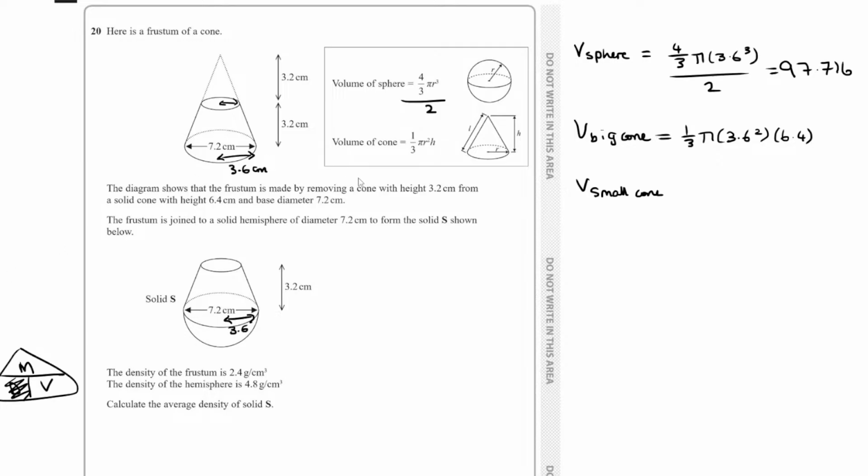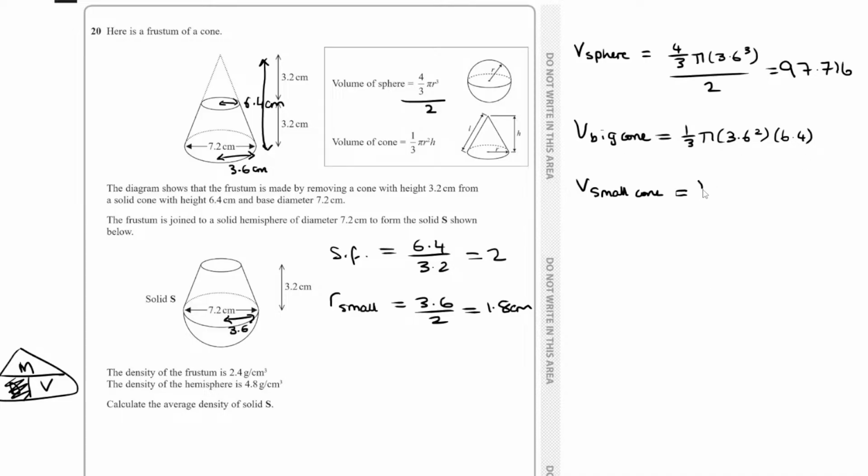Now, obviously I need to use dimensions that I have for both. I know that the small cone has a height of 3.2 and the big cone has a height of 6.4. So that's what I'm going to use to find my scale factor. I normally do big divided by small. You can do it whichever way around you like. Obviously, you can see that that would be 2. So the big cone is twice as big as the small cone, which means the big cone radius is twice as big. So the radius of the small cone would be 3.6 halved, so 1.8. So just use it as a similar shape.